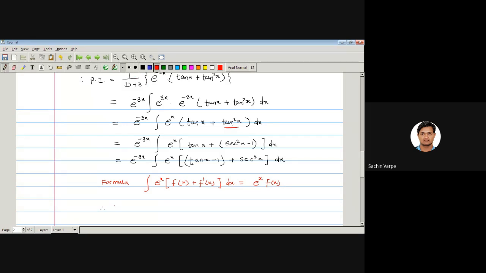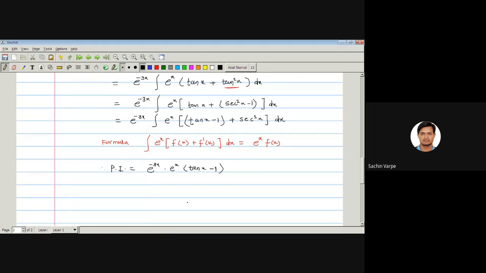What is that? So therefore, PI equals e to the power minus 3x into e raised to the power x into f of x, that is tan x minus 1. That is your last value of the particular integral, and hence the general solution, also called the complete solution, is y equals CF plus PI, that is c1 e to the power minus 2x plus c2 e to the power minus 3x plus e to the power minus 2x into tan x minus 1. Am I right? I have combined these two terms.